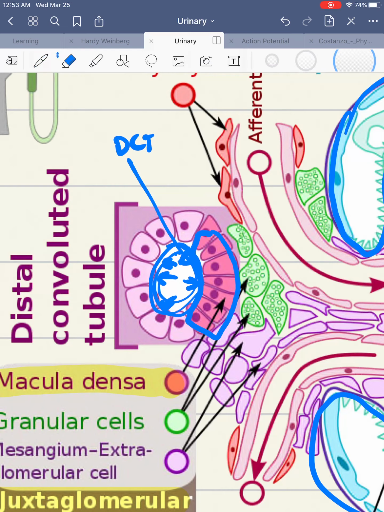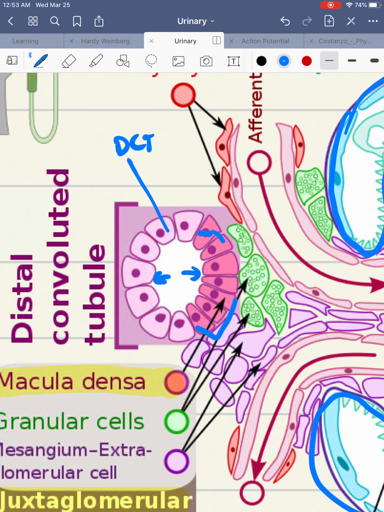Right? So think about this. Think about you have a balloon, right? And there's a lot of pressure on the balloon walls already. Do you want more air to go into that balloon or less air? Well, you don't want it to pop, right? So you're going to actually have less air go into that balloon. In this case, if the pressure's really high, and that's detected by these macula densa cells right over here, it's going to say, hey, we don't want extra filtrate to go right through this distal convoluted tubule. So we're going to decrease our GFR.